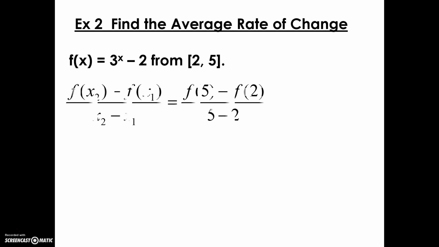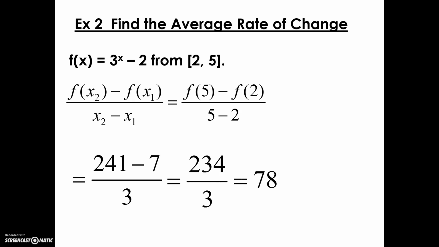Okay, so if we take the equation f of x2 minus f of x1, which means we would do f of 5, so we would plug 5 into our function just like we did in function notation, minus f of 2. And so we would figure out what that is. f of 5 is 241, f of 2 is 7. And so 241 minus 7 over 5 minus 2, and 5 minus 2 is 3. 234 over 3, and you simplify that to 78.